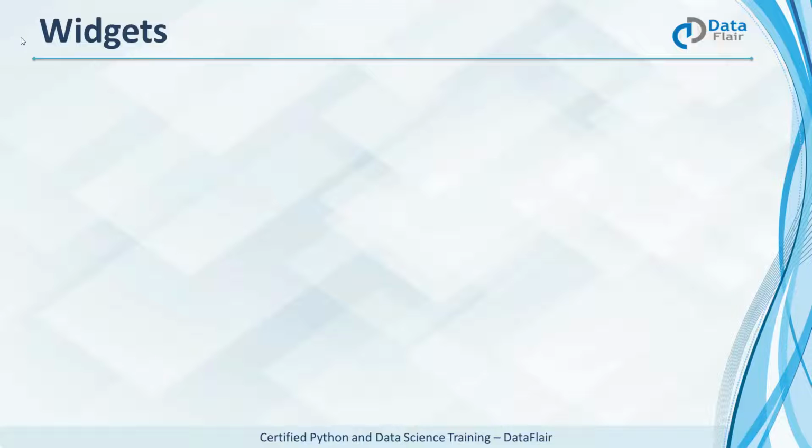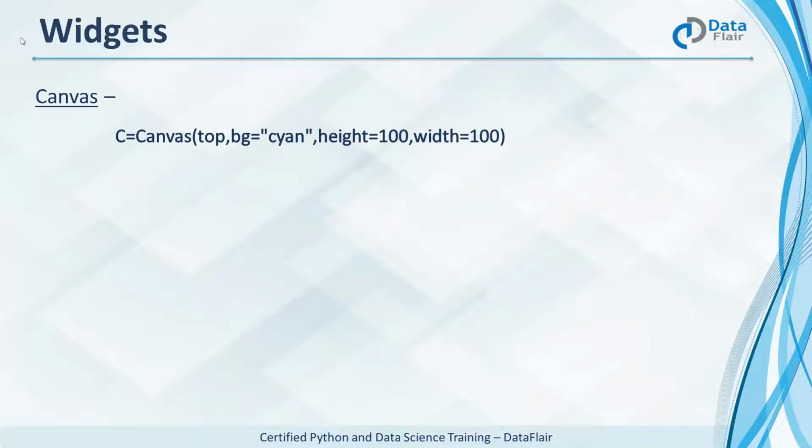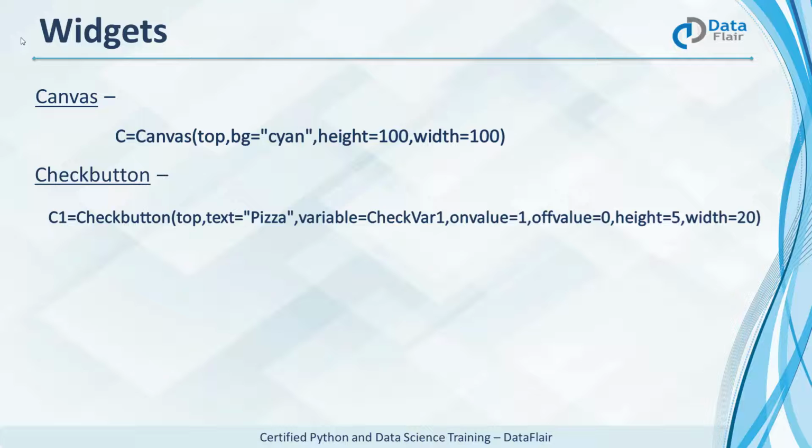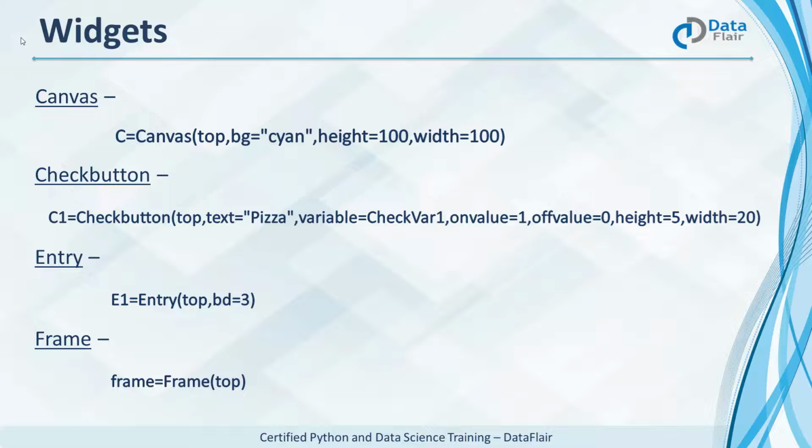Let's discuss some other widgets we have. A canvas is like a base on which to draw shapes like lines, polygons, and ovals. And a check button is an option we can choose to select or leave. This is nothing but a checkbox. Any number of checkboxes may be selected at once. An entry is a single line input tray where the user can type something, and a frame is a container that can hold other widgets.